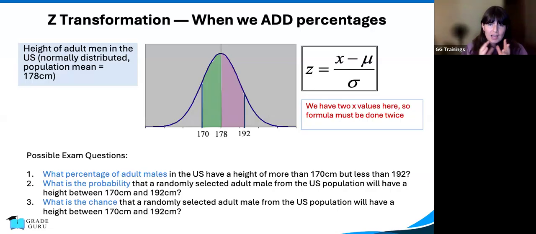Don't do that. Don't add the Z values. You need to get two separate percentages, and then at the very end, you can add the percentages. Never add the Z values.